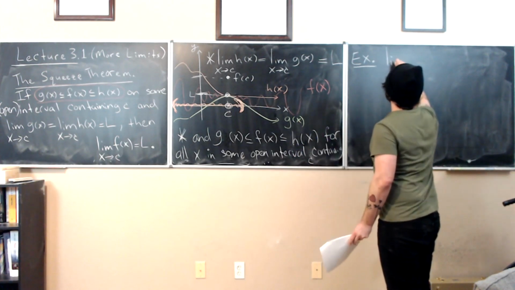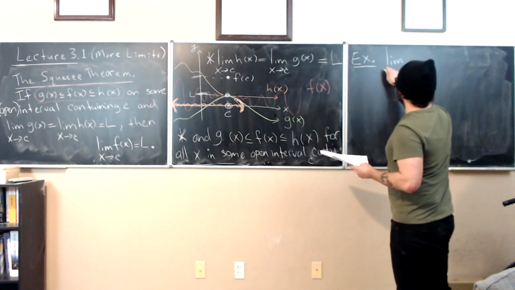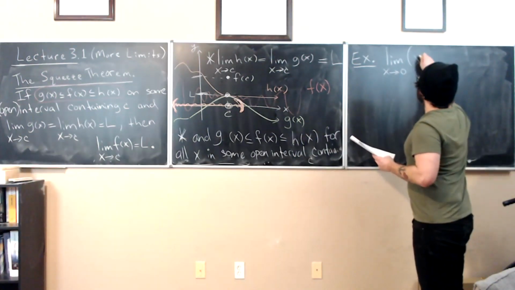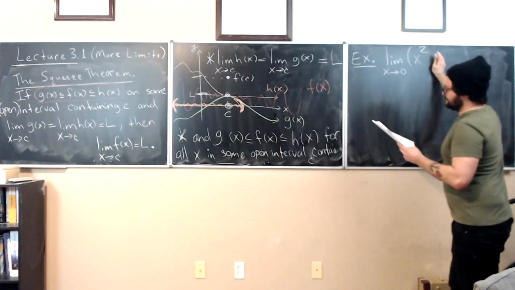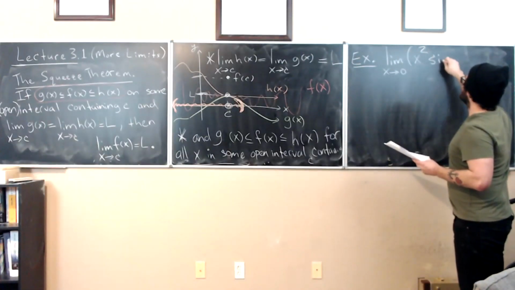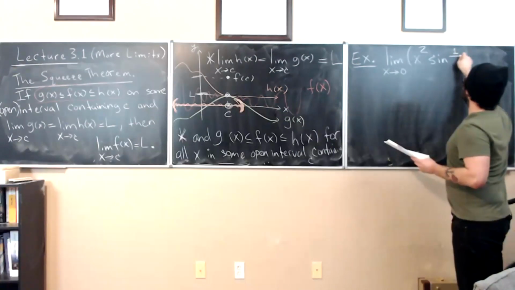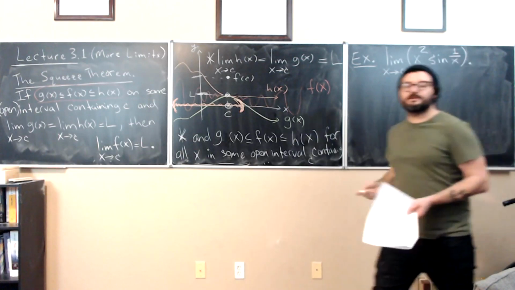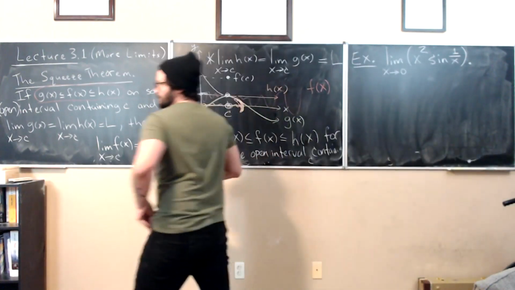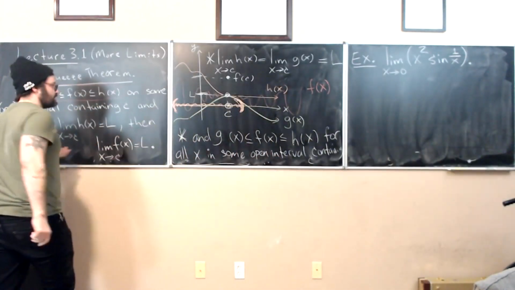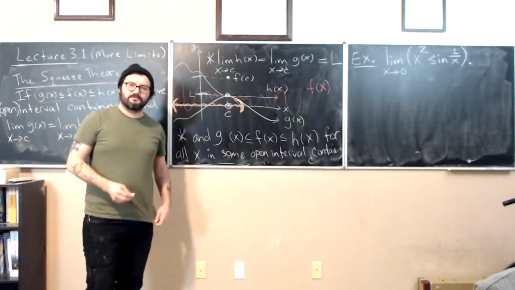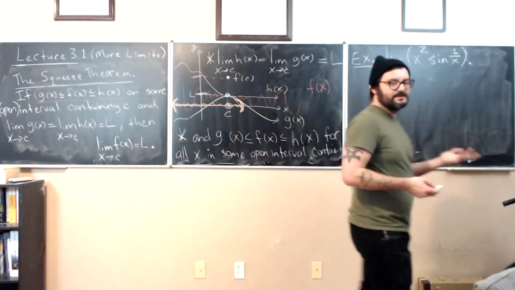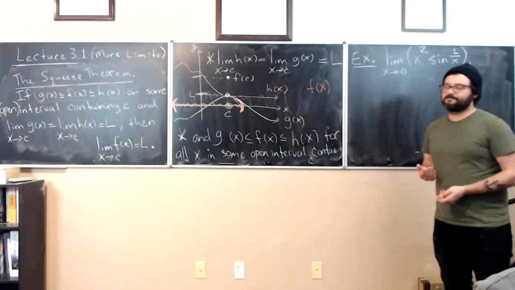Let's look at the limit as maybe x approaches 0 of the function x squared times sine of 1 over x, and see if we can somehow figure this out using this notion of being squeezed in between something. This is somewhat of a classic example, but a really useful one.